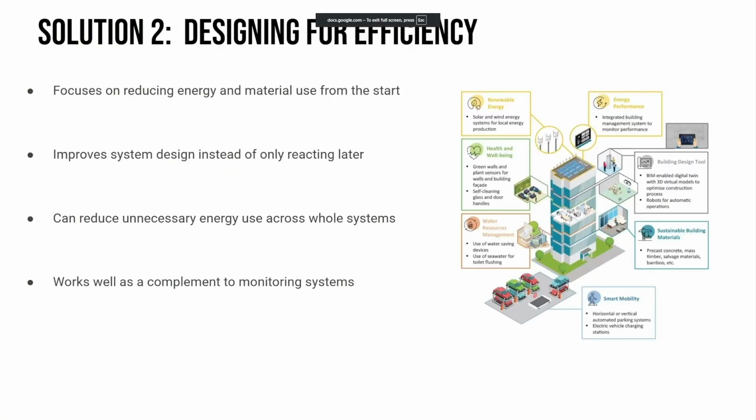Solution 2: Designing for Efficiency. Our second solution is designing for efficiency. This focuses on making systems better from the beginning so they use less energy and fewer materials. Instead of waiting until a problem happens, this solution tries to prevent waste right away through better design. Some examples are improving insulation, using LED lighting, and making systems work in a more organized and efficient way.